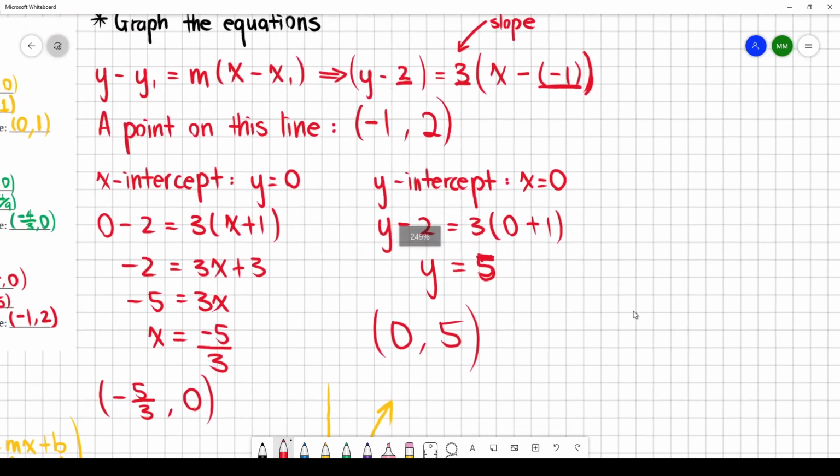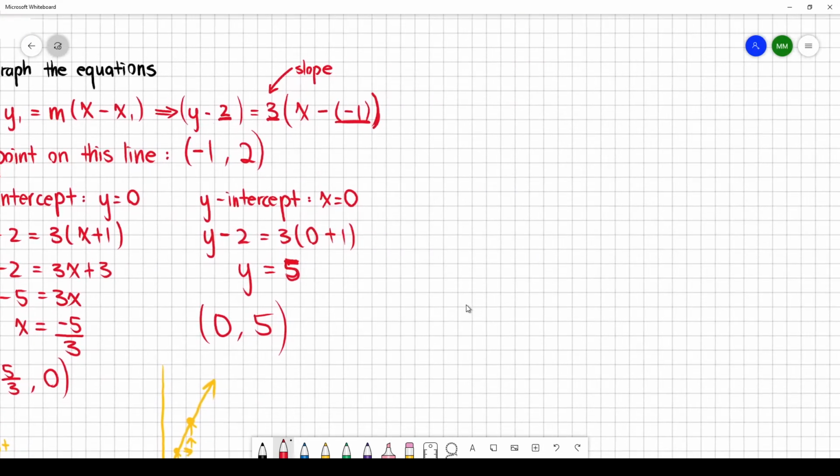So how do you graph this line? This line is easier to graph because you have a whole number value here. First I have a point. The y-intercept is (0, 5). So 1, 2, 3, 4, 5.